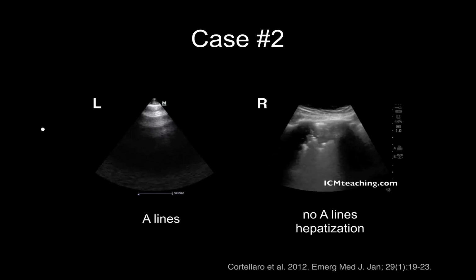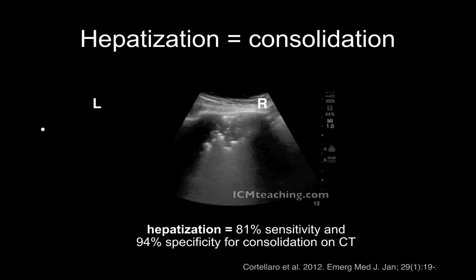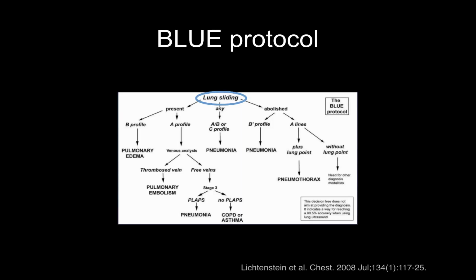This is called hepatization. So again, hepatization is a change in the appearance of the lung parenchyma whereby the lung acquires an echotexture that's similar to that of the liver. And this indicates consolidation and is highly specific for the presence of consolidation on a CT scan. So the BLUE protocol is a systematic way of assessing patients with acute hypoxemic respiratory failure, and it sort of puts all the signs that we've seen so far together.